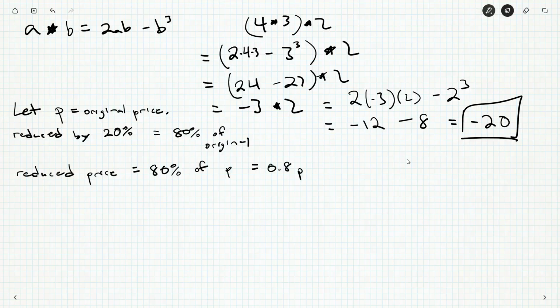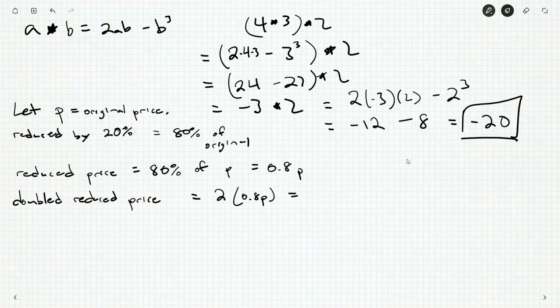100% is just multiplying by 1. 80% is multiplying by 80 over 100, or 0.8. So this is our reduced price. Then we double the reduced price. So the doubled reduced price is 2 times this amount. So we get 1.6P. Okay, and then we discount it again. So we discount the new price. Let's say we take off D%.